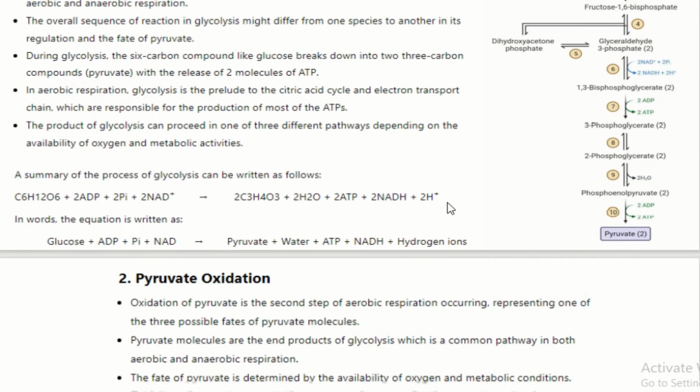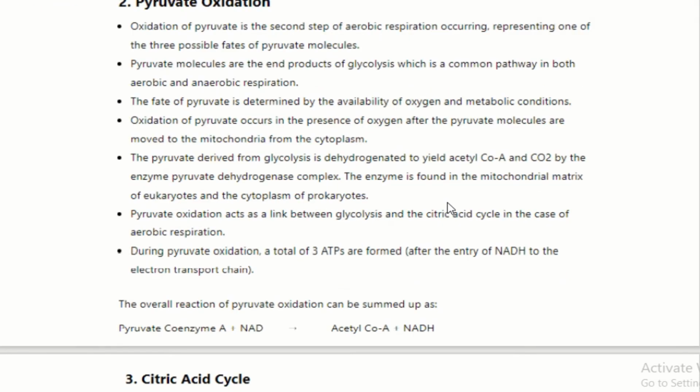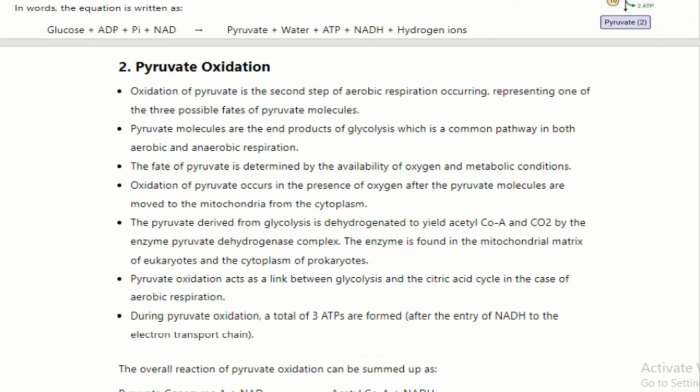The next step is pyruvate oxidation. Oxidation of pyruvate is the second step of aerobic respiration, representing one of the three possible fates of the pyruvate molecule. Pyruvate molecules are the end product of glycolysis, which is the common pathway in both aerobic and anaerobic respiration. The fate of pyruvate is determined by the availability of oxygen and metabolic conditions. Oxidation of pyruvate occurs in the presence of oxygen after pyruvate molecules are moved to the mitochondria from the cytoplasm.